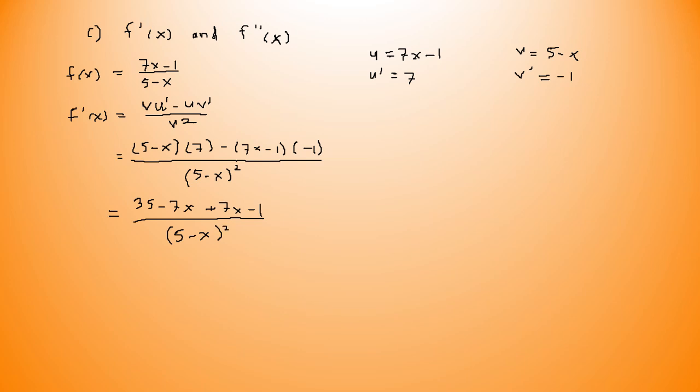So negative 7x plus 7x cancels, then 35 minus 1 is 34. So we get f prime x is 34 over (5 minus x) squared.